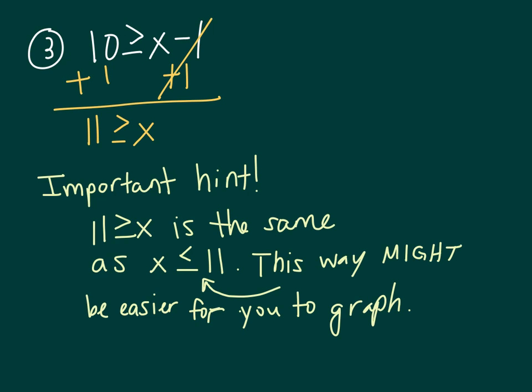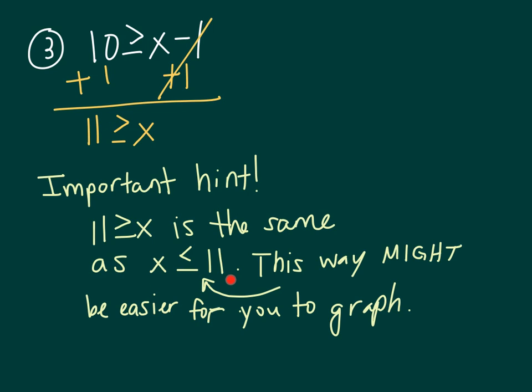On this last on your own, there's an important hint I wanted to share. Because most of our other inequalities have had the variable on the left side, we're going to remember that just like in equations, sometimes the variable is going to show up on the right. So when we solve this, our solution ends up being 11 is greater than or equal to x. And if you stop and think about that for a second, that means that the x has to be less than 11, or it could be 11, if 11 has to be bigger than this.